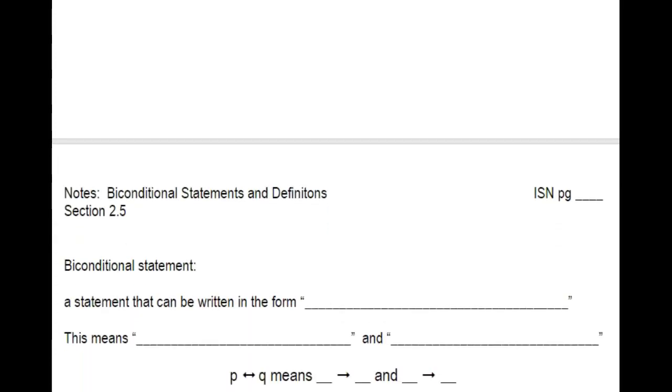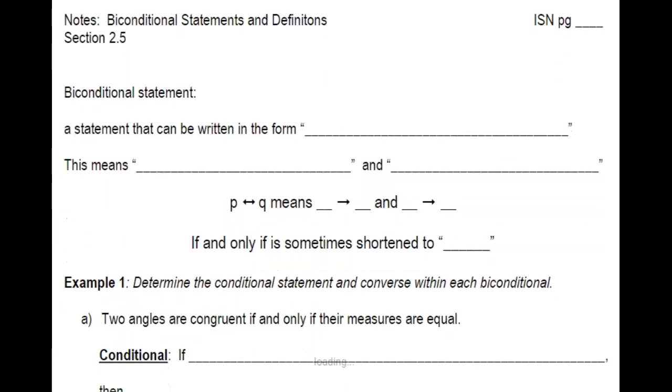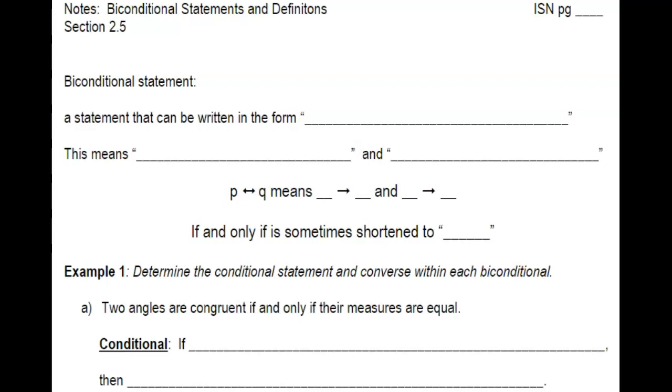So if you open up Kami, you're going to notice that you just have a blank page. You need to scroll down to find the notes. There was an extra blank page inserted, and so if you scroll down, there's the notes.